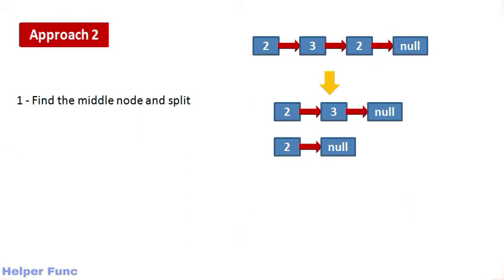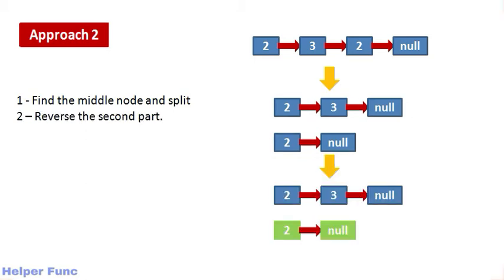Thus this problem can be divided into three parts. The first one is to find the middle node and split. Now I have made a separate video on how to find the middle node of a linked list, and you can find that in the description. The basic approach is to use the slow and fast pointer technique, where the fast pointer takes 2 moves at a time and the slow pointer takes 1 move. And whenever the fast pointer reaches null, the slow pointer will automatically be at the middle node. You can check out that video for more understanding.